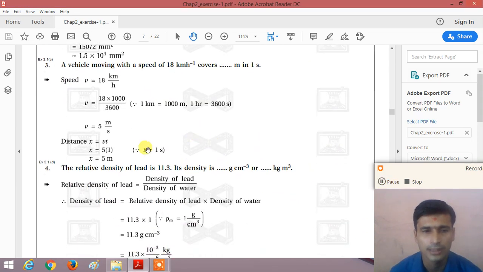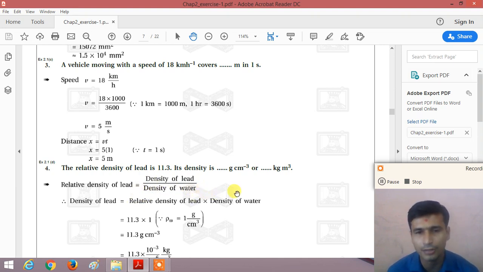Now question number 1D. The relative density of lead is 11.3. Its density is blank gram per centimeter cube and blank kilogram per meter cube. Here the relative density of lead is given to you. So what do we mean by relative density? Relative density is defined as the ratio of the density of the substance divided by the density of water. So the relative density of lead is the density of lead divided by the density of water.